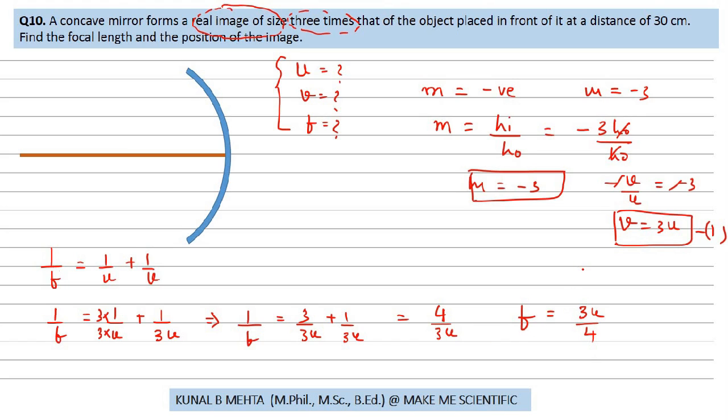Correct. Now they are asking us that the object is at a distance of 30 centimeters. So object distance is given to us as minus 30 centimeters. So I'm going to substitute the value over here, 3 by 4 times minus 30. So my answer would be 90 by 4, so it is 22.5 centimeters. Of course it would.